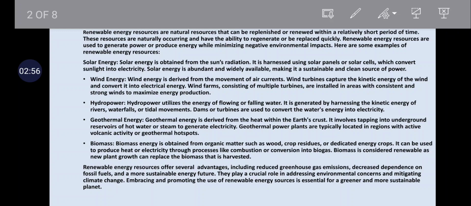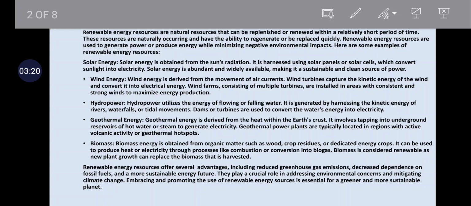Alright, hydropower. Hydropower utilizes the energy of flowing or falling water. It is generated by harnessing the kinetic energy of rivers, waterfalls, or tidal movements. Dams or turbines are used to convert the water's energy into electricity. Alright, I hope everyone will understand what we are saying.